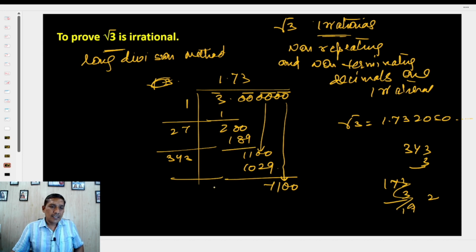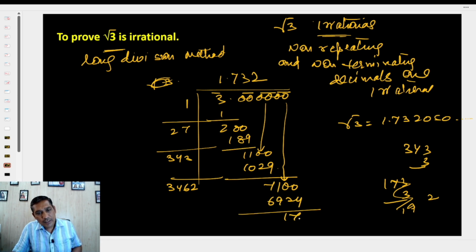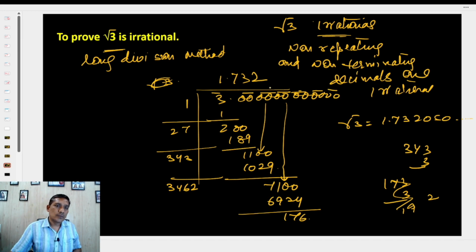what I'm doing is that I'm trying to get a number here. So I need to find the double of 173. That becomes 346. Put 2 here and put 2 here. That gives you 6924. Remainder is 176. I have one more pair, two more pairs. Keep on copying the number here and same procedure follow करते रहिए.